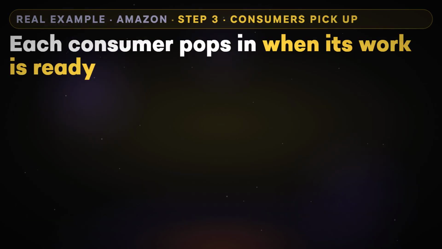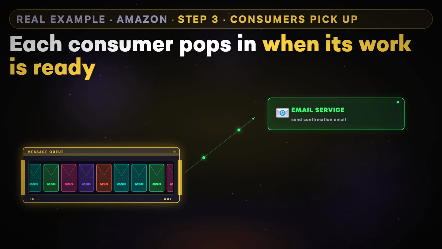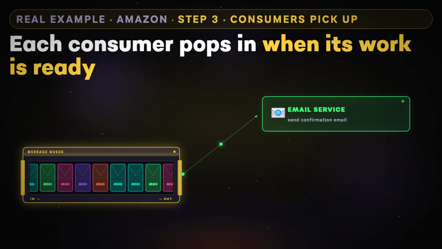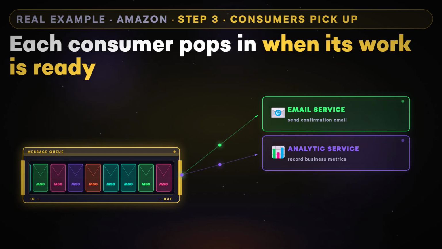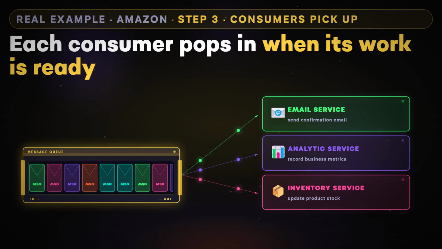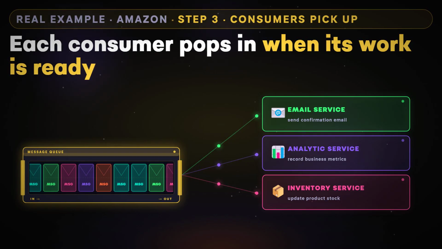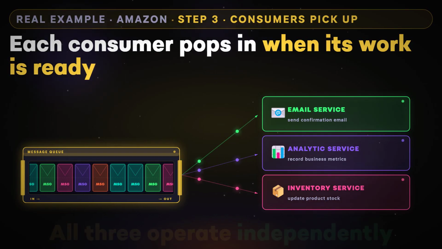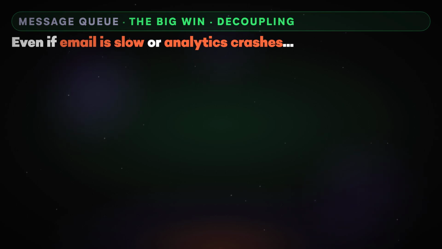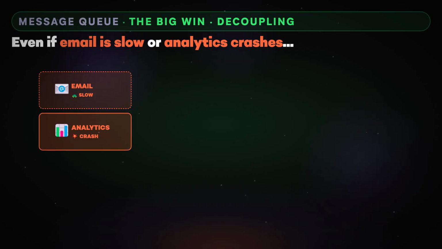Now the queue takes over. The email service picks up the event and sends a confirmation email. The analytics service records business metrics. The inventory service updates product stock. Notice that all these services operate independently. Even if the email service becomes slow, inventory can continue working. Even if analytics crashes, orders still succeed.